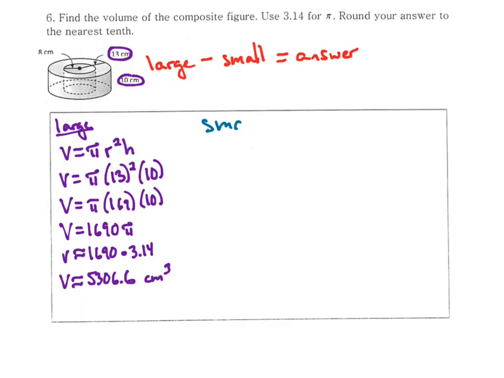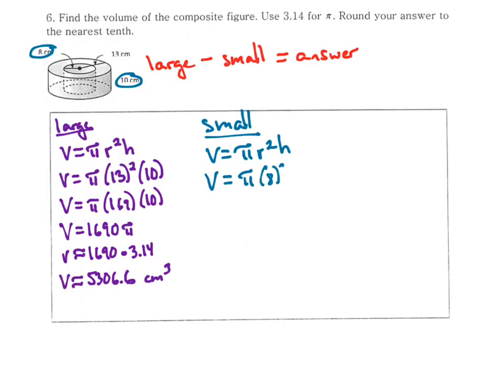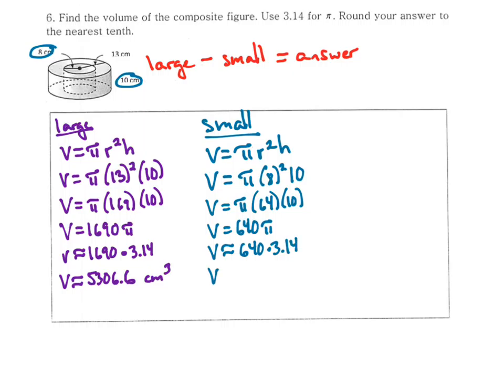All right, let's figure out the volume of the smaller one. Same formula, it's still a cylinder. But now we have slightly different dimensions, don't we? We have a radius of 8 and a height of 10. So substitute those values in. Exponents first. Volume equals pi times 64 times 10. Volume equals 640 pi. Substitute in for pi. Volume is about 2009.6 centimeters cubed.